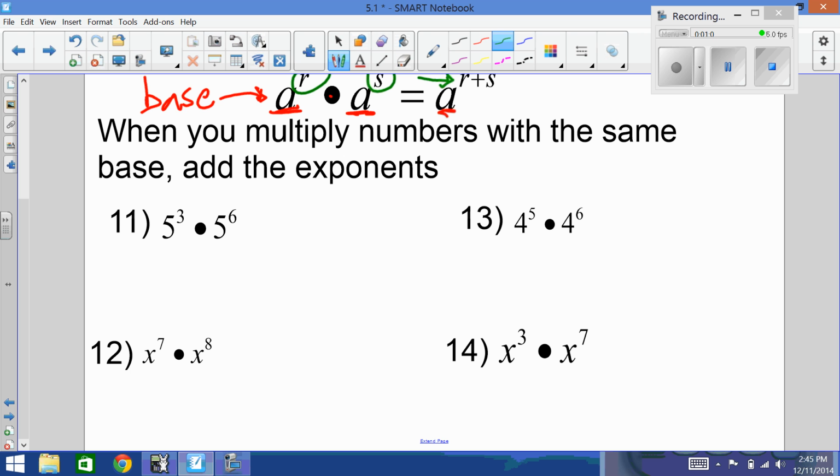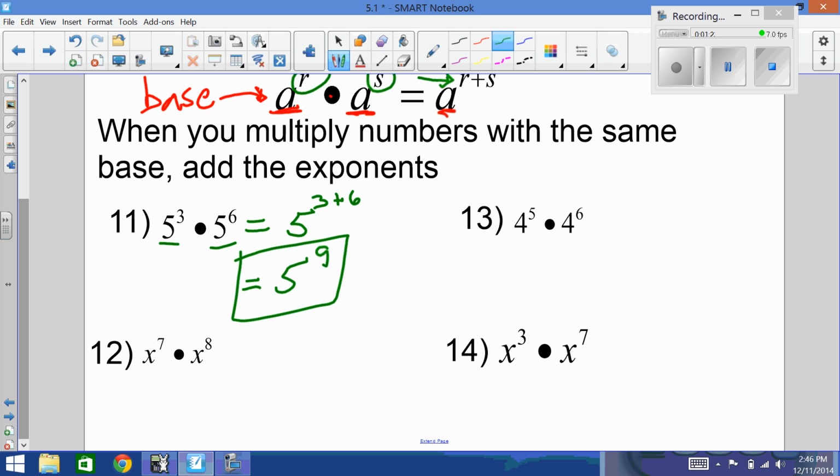All right, number 11. We are going to multiply, but you notice the bases are the same, so I keep the base and you add the exponents. So you're going to do 3 plus 6. That gives you 5 to the 9th power. And you just leave it like that.